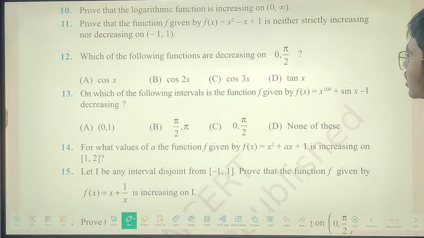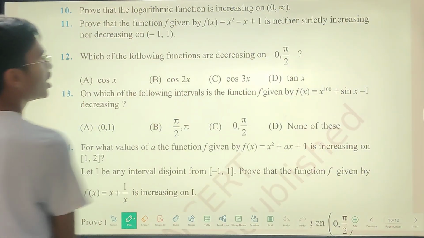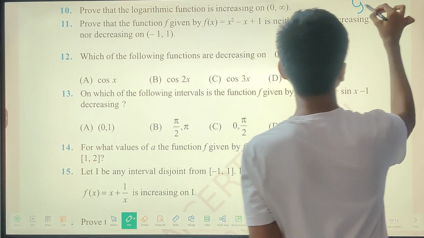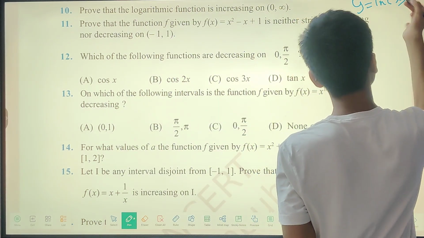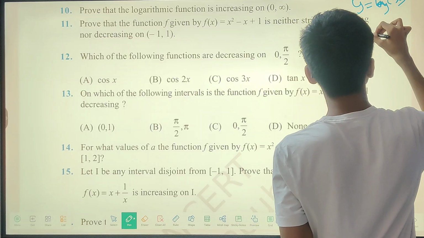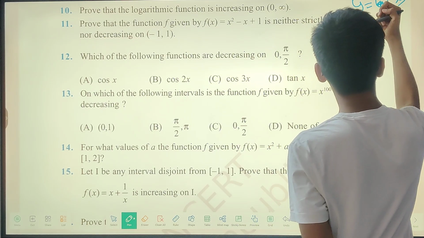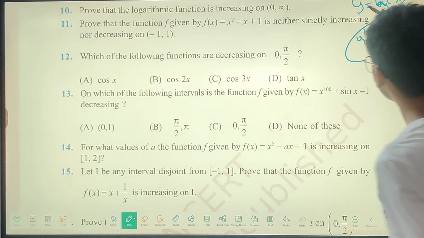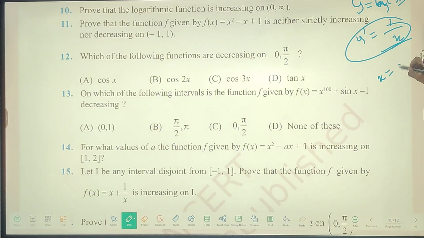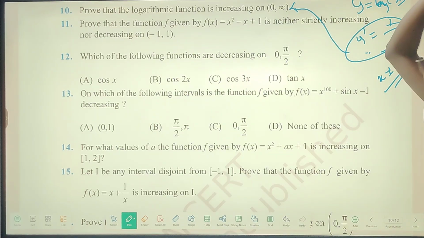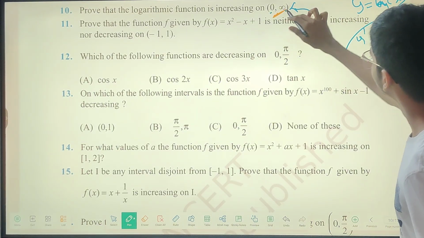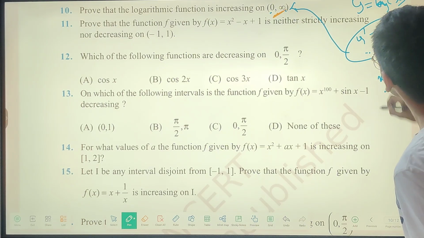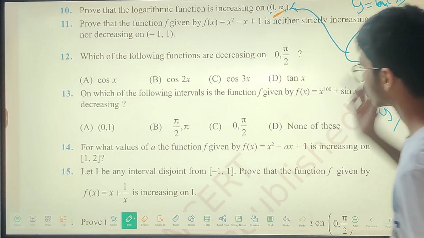Okay, so 10 to 16, we have proved that the logarithmic function is an increasing function. So y is equal to ln x, or even you can keep log x, where y dash is equal to 1 by x. At 0 the derivative would be undefined, but 0 is not in the domain. So it is an increasing function, because no matter what value you give from 0 to infinity, it will always be positive. So y dash is greater than 0, hence it is an increasing function. You can say just like that.